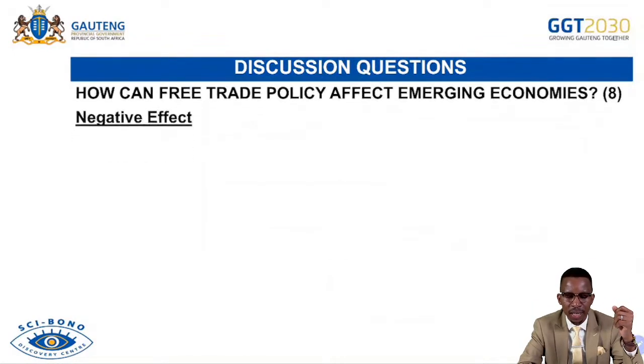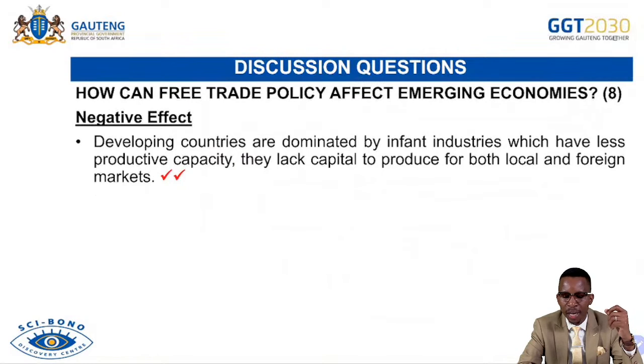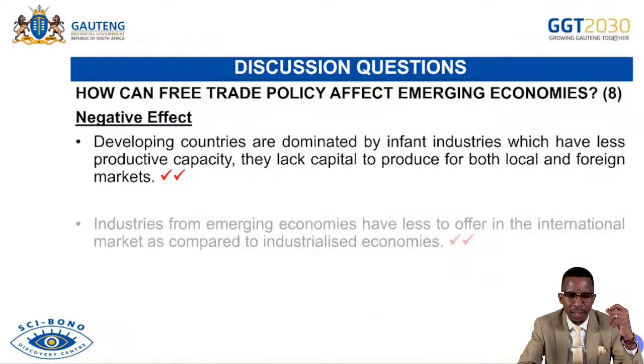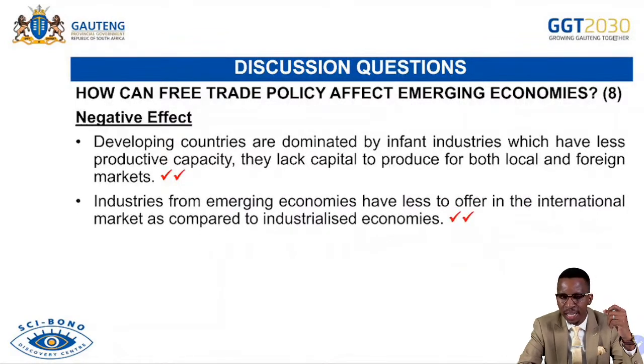We continue. Negative effects. Developing countries are dominated by infant industries, which have less productive capacity. They lack capital to produce for both the local and foreign markets. Industries from emerging economies have less to offer in international markets as compared to those that are industrialized.